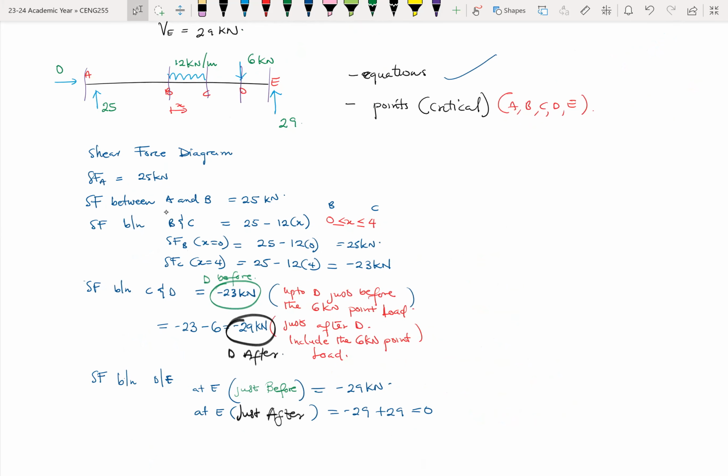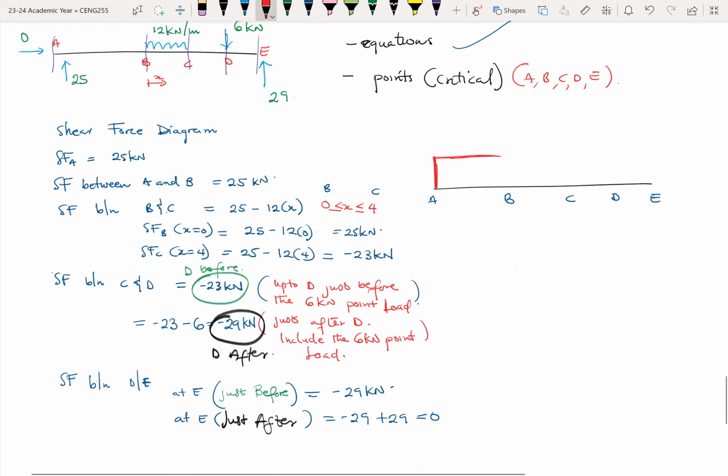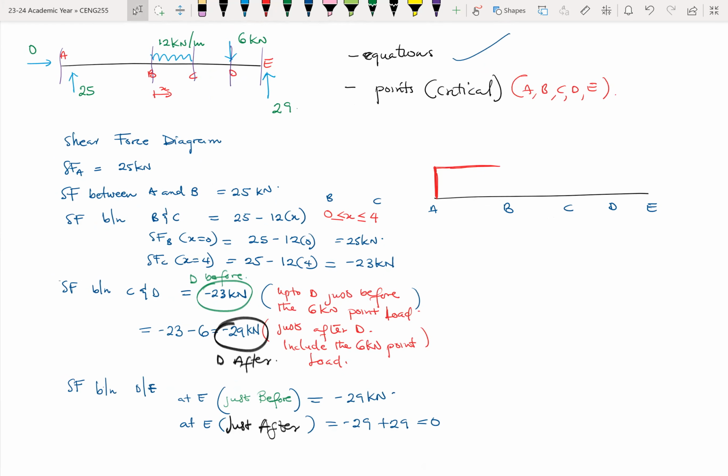your shear force diagram will look like this. A, maybe B, C. Let me just move this a little bit. B, C, D, and E. So A, B, C, and D. So at A, your shear is 25. So that's a vertical. And then between A and B, the shear remains constant. There's no change in your shear. Okay. So again, at B, your shear is 25 kilonewtons right here.